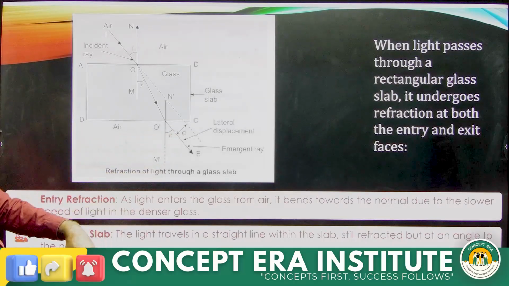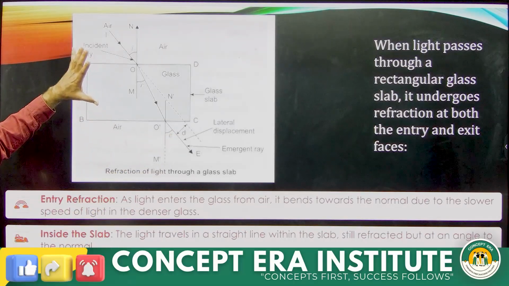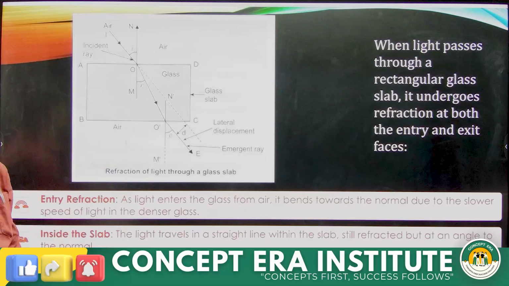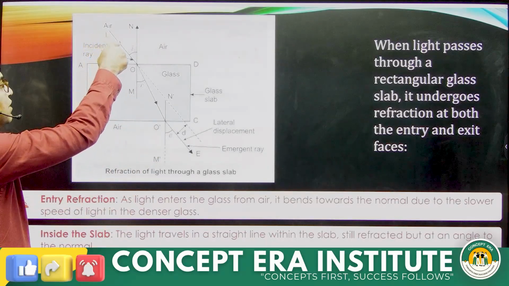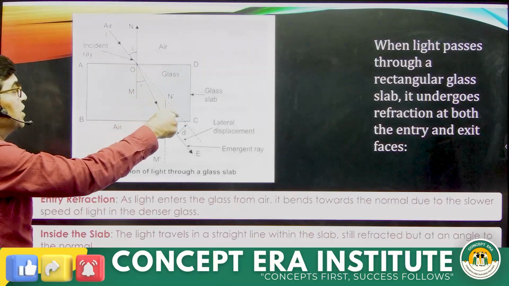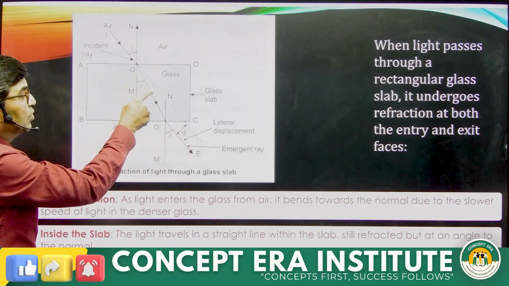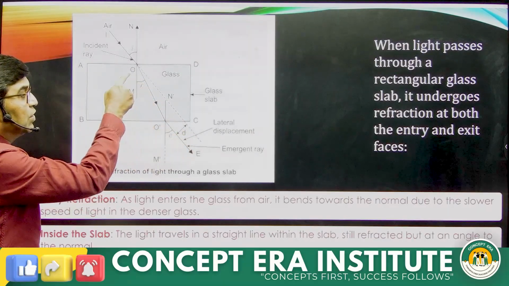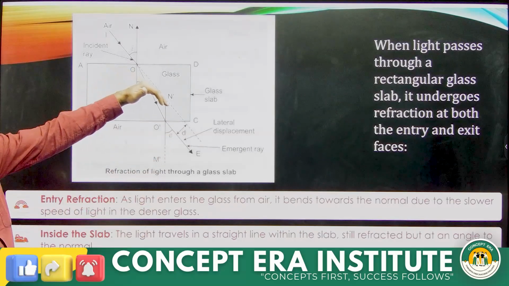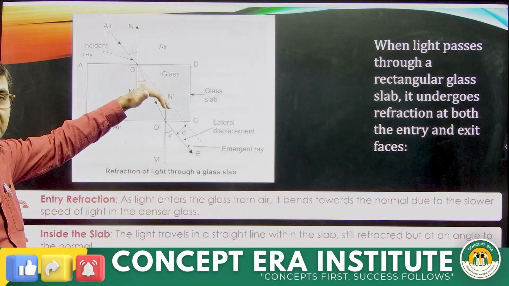Suppose this glass slab was not there. So what would have happened? The light would have traveled along its original path. Here the dotted line or the broken line shows the original direction, the original path of the light that the light was about to take.